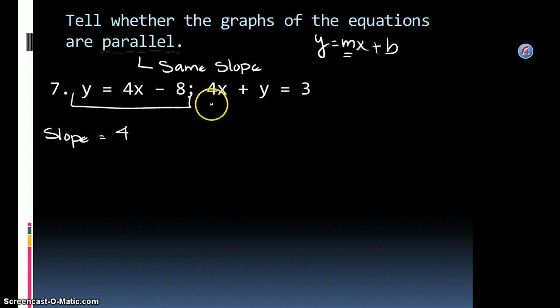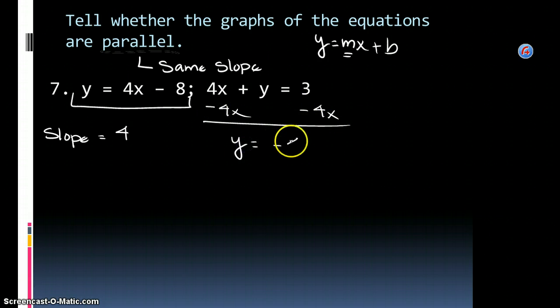This one I got to do a little bit of work because it's not in slope-intercept form. So to get this y by itself, I'm going to subtract 4x and subtract 4x. And I get y is equal to negative 4x plus 3. And my slope for this line is negative 4. They're close, but they are not the same. So because they're not the same, these lines are not parallel.